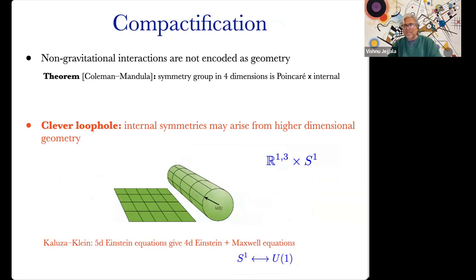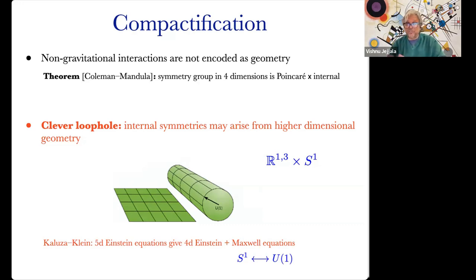Now, one of the features that we liked about general relativity was that it was geometric. The difficulty is there's a theorem, the Coleman-Mandula theorem, which says that non-gravitational interactions are not encoded as geometry. So we can't really think about the standard model in the same geometric way as we think about the physics of gravity. But there's a loophole. The loophole is we think about higher dimensional geometry.